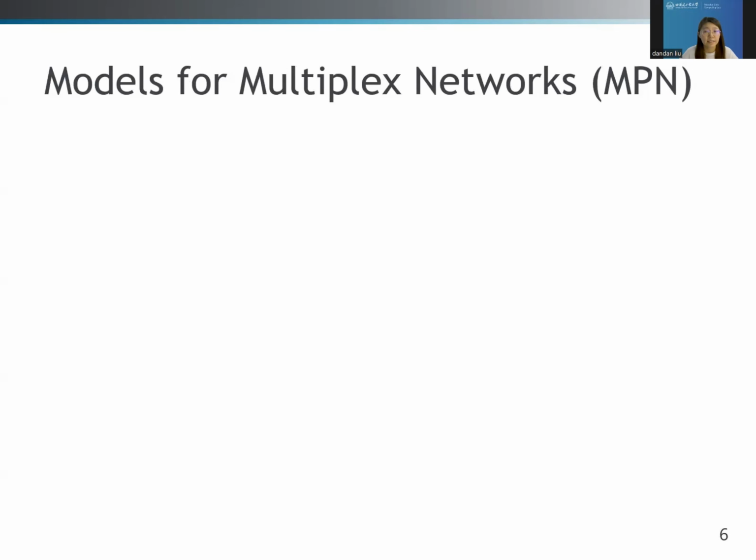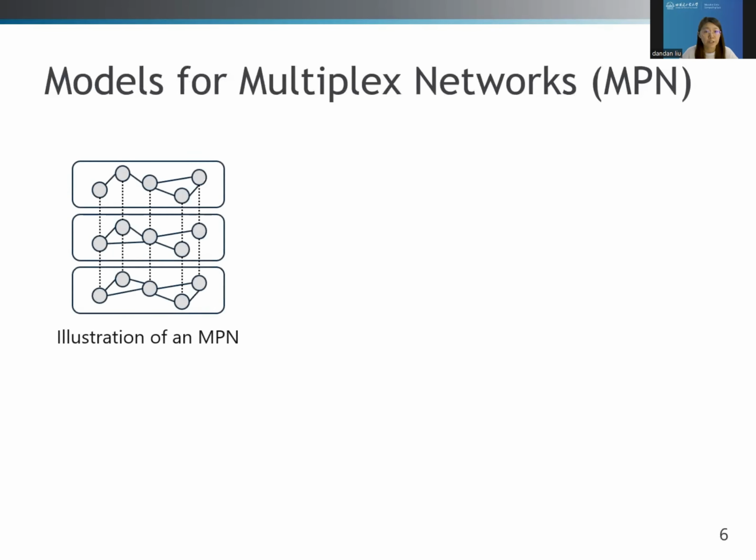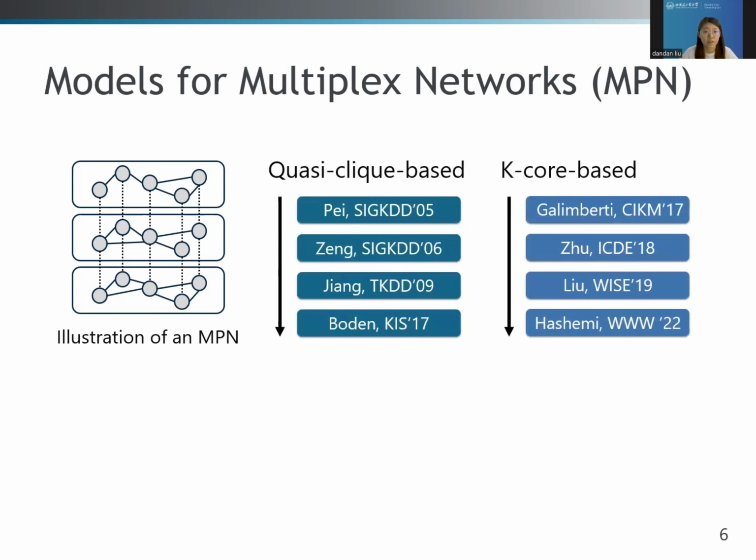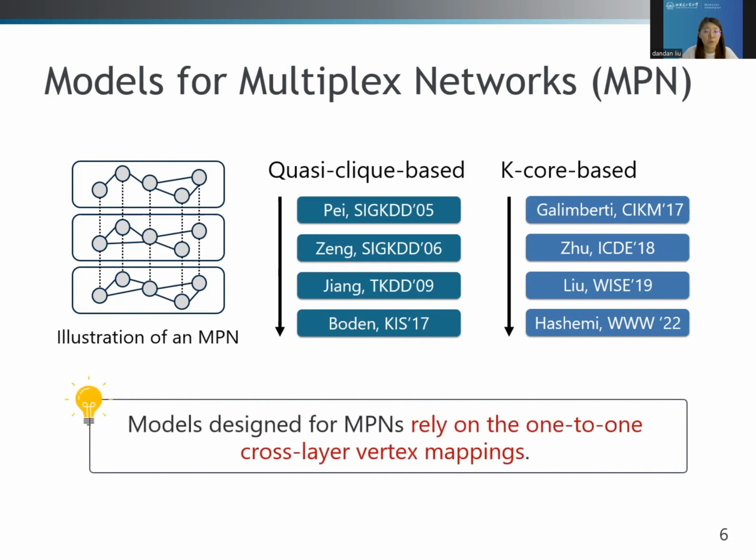Previous research has studied cohesive subgraph mining on multiplex networks, which are special multilayer graphs with shared vertices across layers, and cross-layer edges linking copies of the same vertex. We've seen both quasi-clique-based and K-core-based cohesive subgraph models. However, they only work with the one-to-one cross-layer vertex mappings.